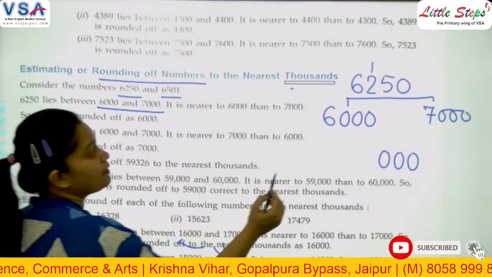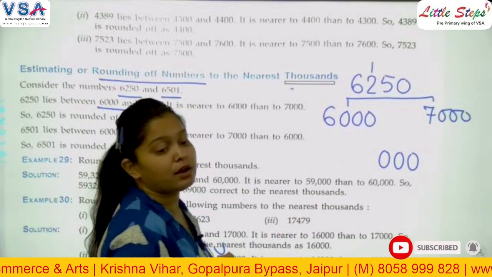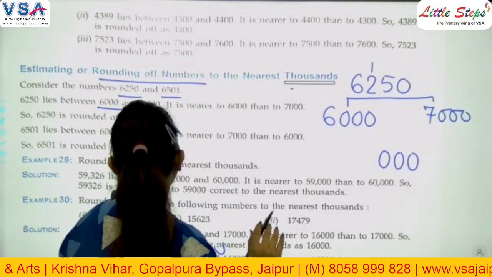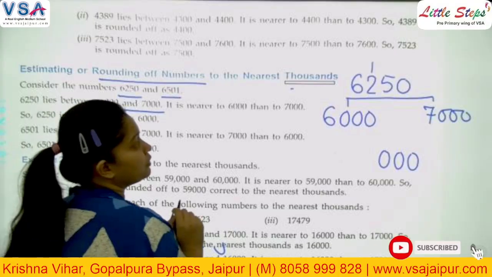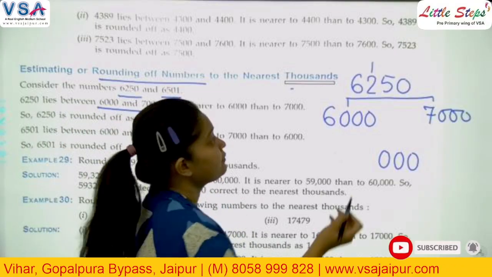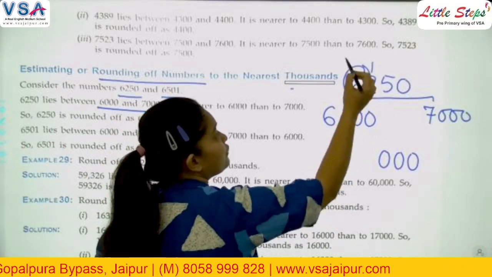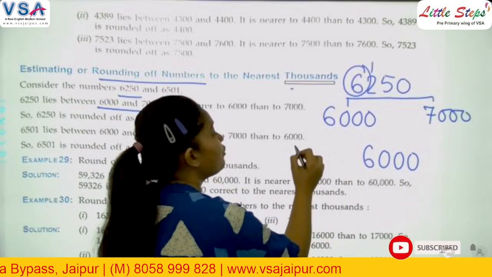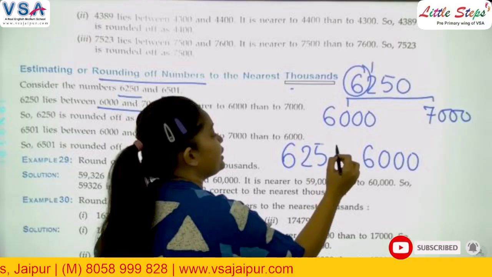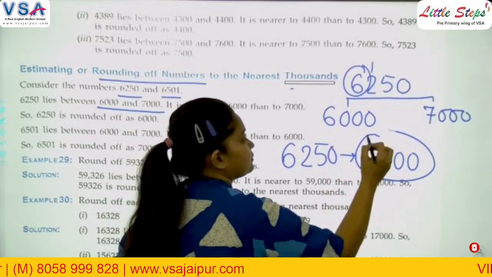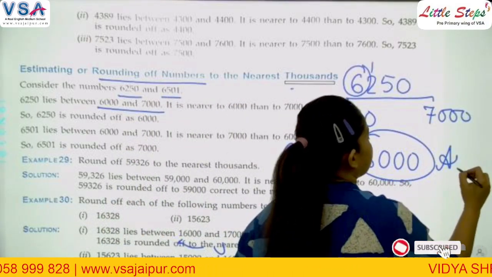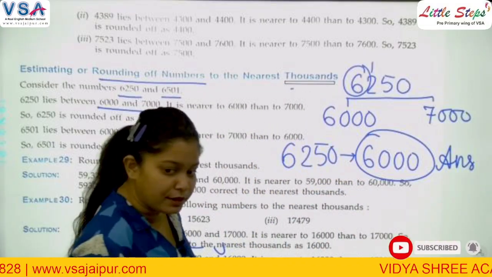So what we have? 2. Is 2 smaller or greater? So what do we have to do with the 2? Nothing. We don't have to do anything with the number. So what we have? 6. So when we round off 6,250, what do we get? This is the answer. There is also one more number.